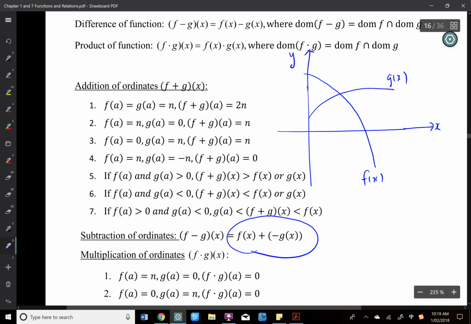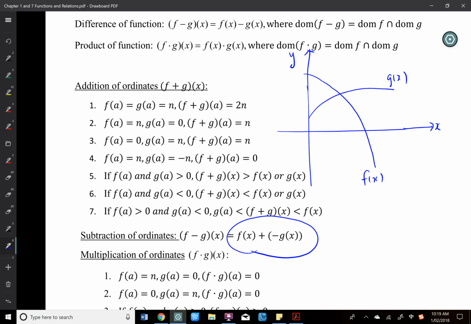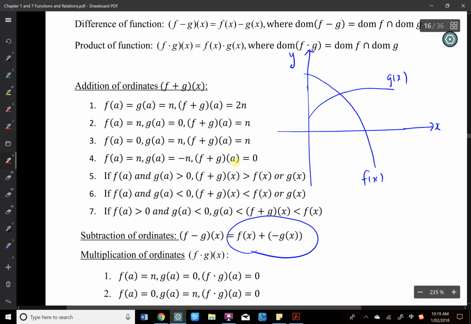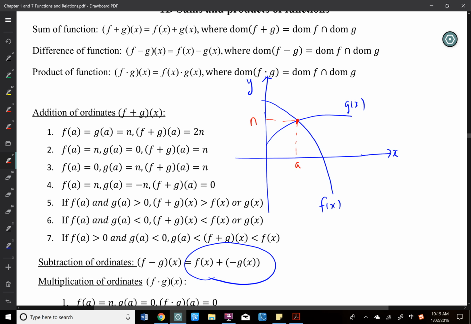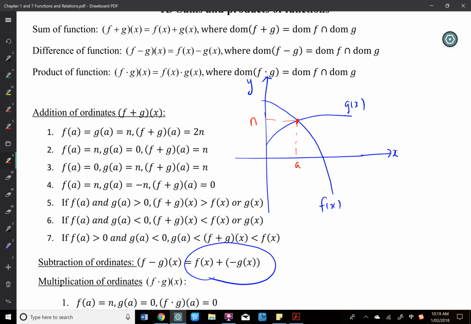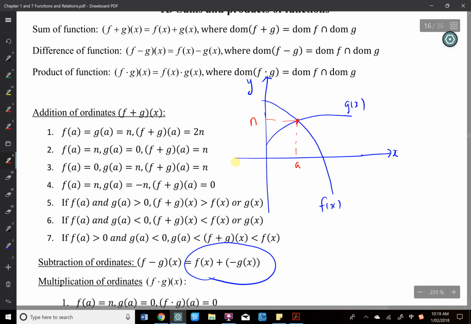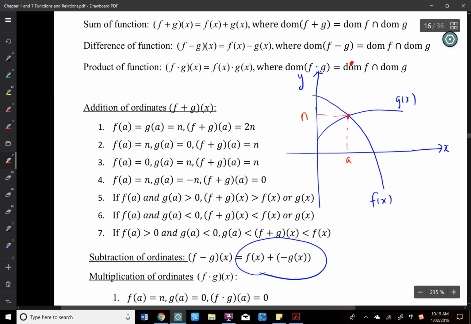You can find the general shape by making sure you label a couple of points. So what are the points you need to be aware of? First of all, if fa equals ga and that equals n, it's talking about this point. That's the a value and that's the n value. They intersect here. So when you add them, it will be twice as high as that one. You can make sure that's twice that height, which means your new point will be somewhere here. That's the first point you need to be aware of.